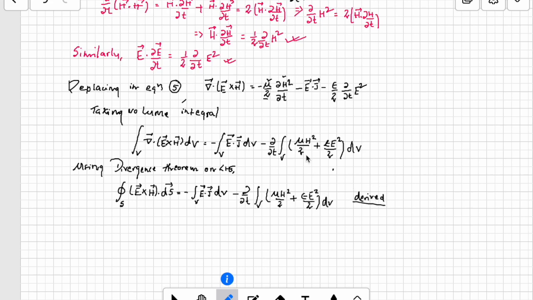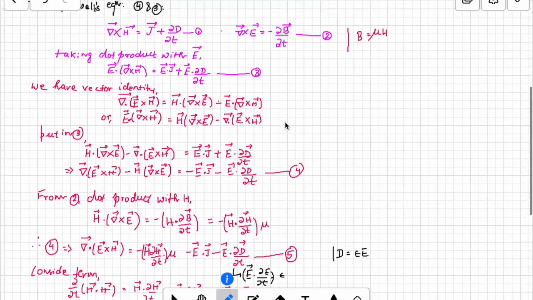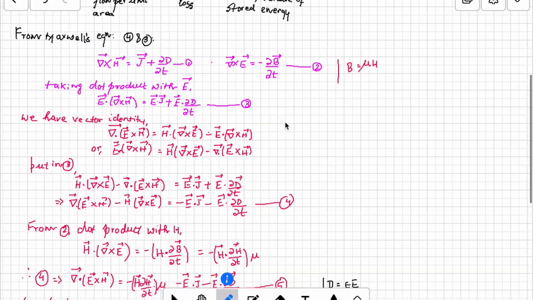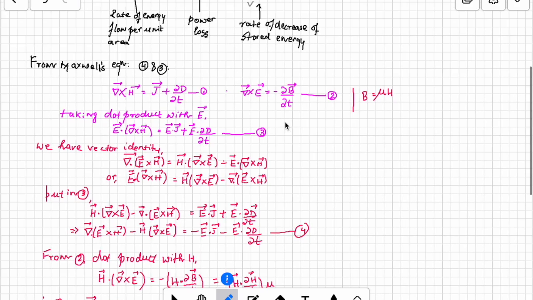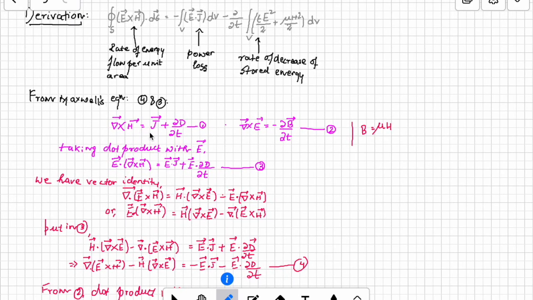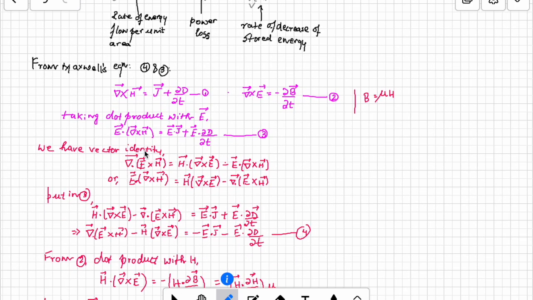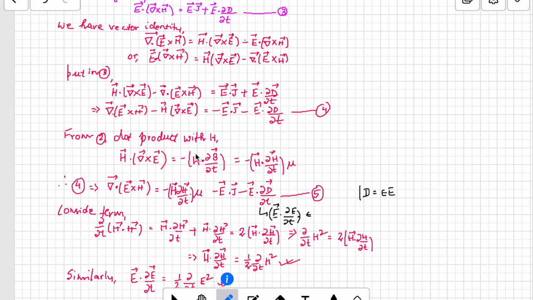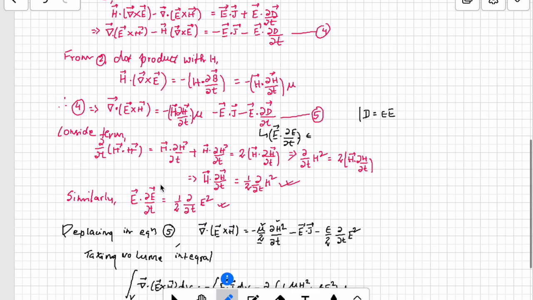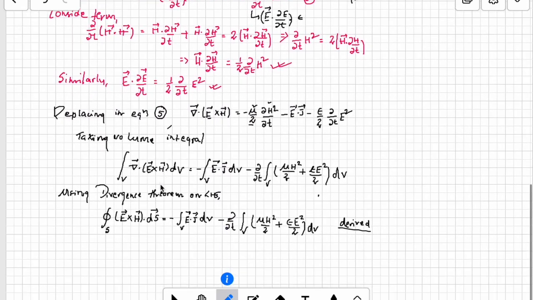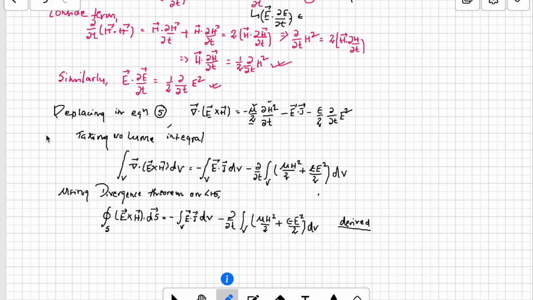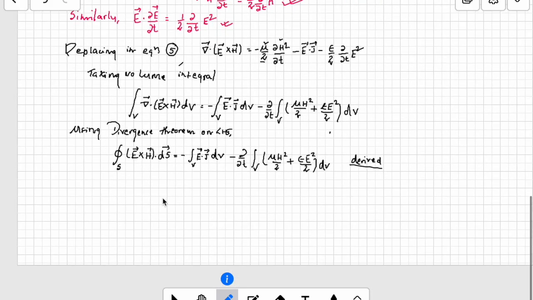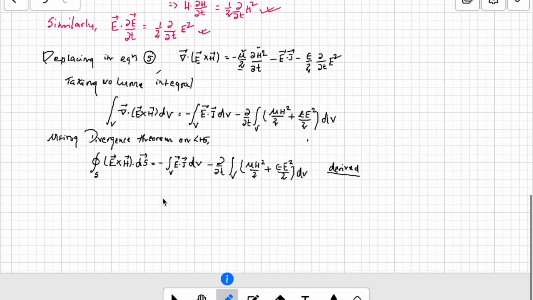Although it took some time for me to derive this entire equation, because I was showing you the steps and explaining them at the same time, if you practice it once or twice you can easily do it. First you start with Maxwell's equation, take the dot product with E for the first equation, and replace it using the vector identity. Then take the dot product with H with the second equation, and you will get a similar term, which you can replace as well. Then simplify it, remember certain things, use the divergence theorem, and finally you get the relation. So this is important.